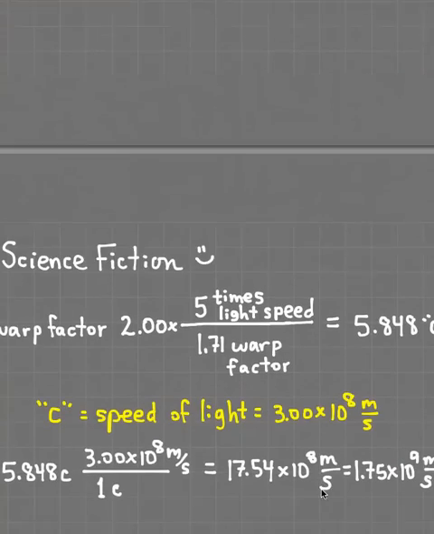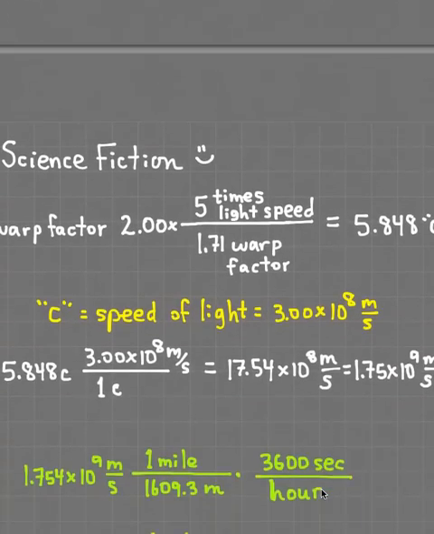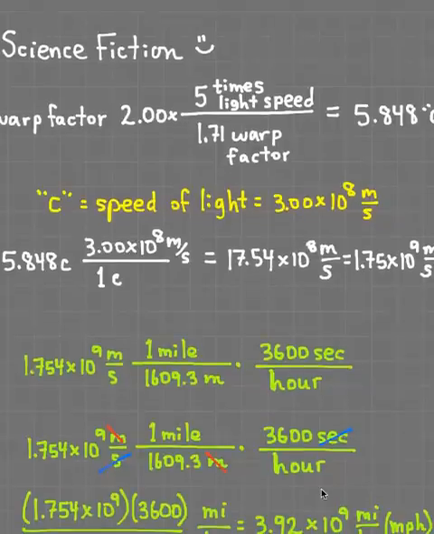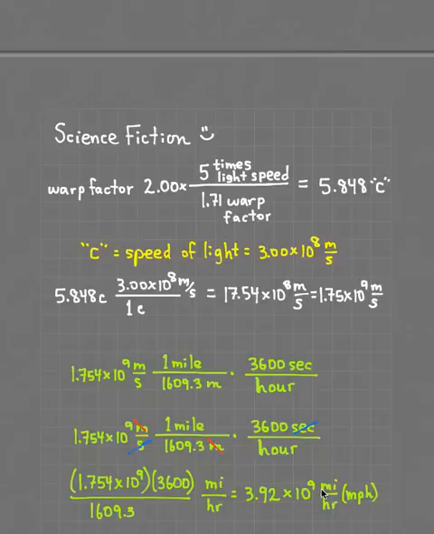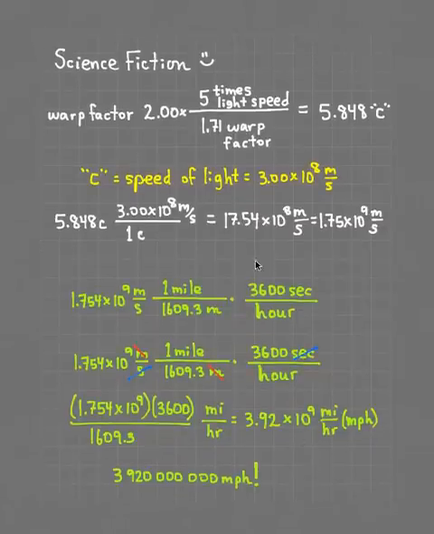Here's a science fiction-y example. Kind of silly, but it's true. Too bad we can't travel faster than the speed of light, really. Interesting idea, though. Let's say a warp factor 2 in the USS Enterprise or whatever. That 5 times the speed of light is 1.71 warp factor. That's ridiculous science. Who would know that? I wouldn't know. I had to Google that. It's science fiction anyway. But 1.71 warp factor is 5 times the speed of light. So this warp factor cancels that warp factor. 2 times 5 is 10 divided by 1.71 gives me this number of speed of light units.